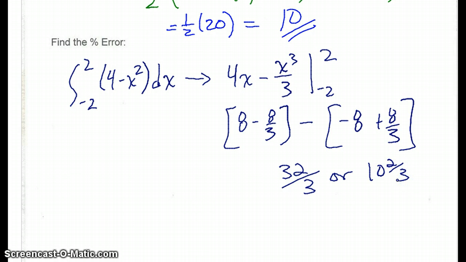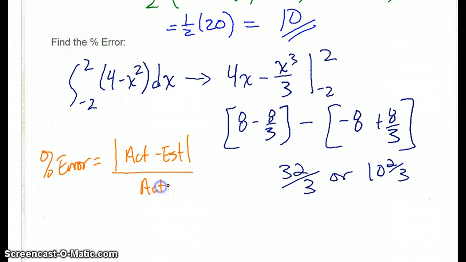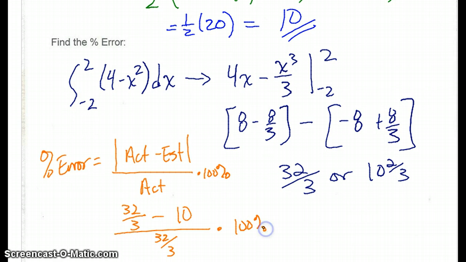If that's the case, let's please remember that percent error is equal to the absolute value of actual minus estimated over actual times 100%. So our actual, 32 thirds, minus our estimated, which is 10, over our actual, which is 32 thirds, times 100%, is going to give us 1/16 times 100%, or 6.25%.